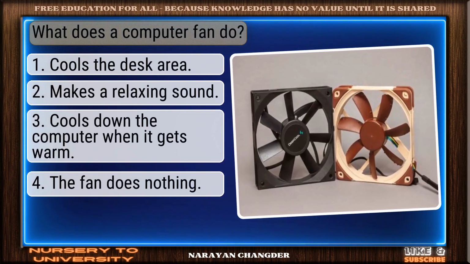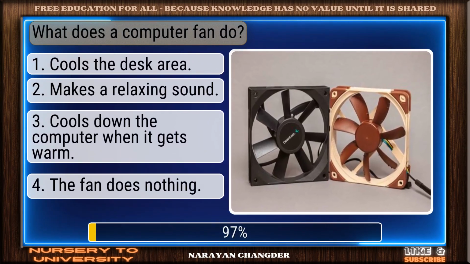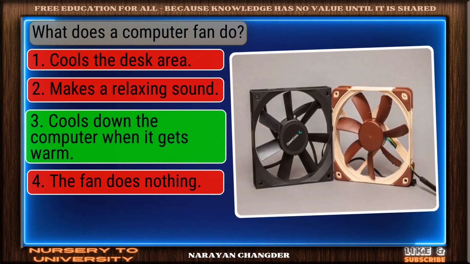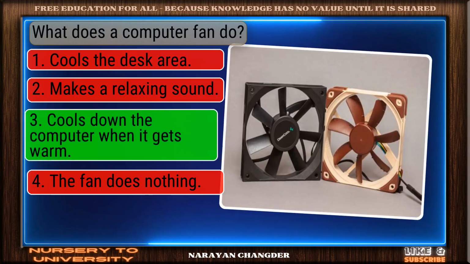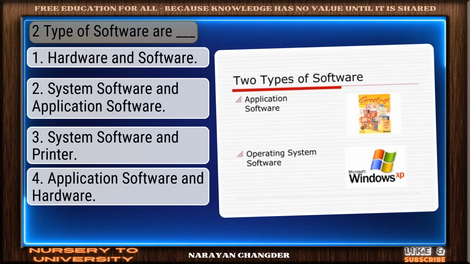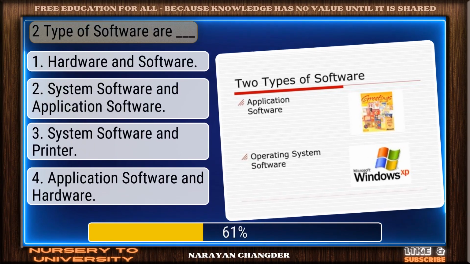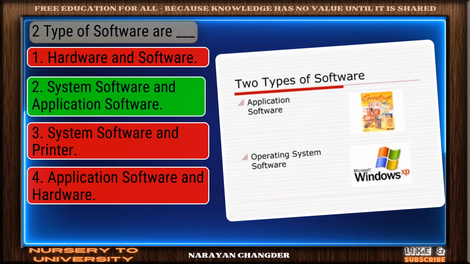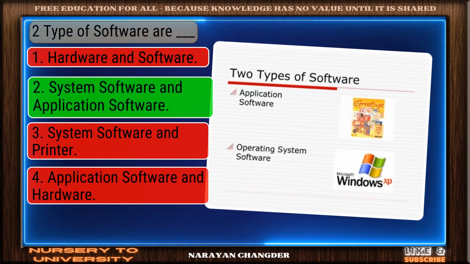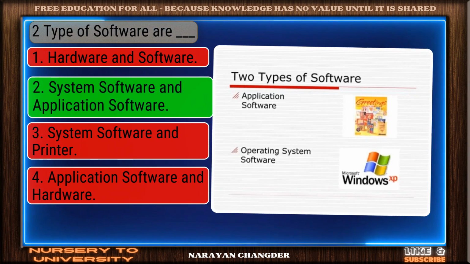Question number 59. What does a computer fan do? Good thinking. Cools down the computer when it gets warm is the right answer. Question number 60. Two types of software are dash. Correct response. System software and application software is the most accurate answer.